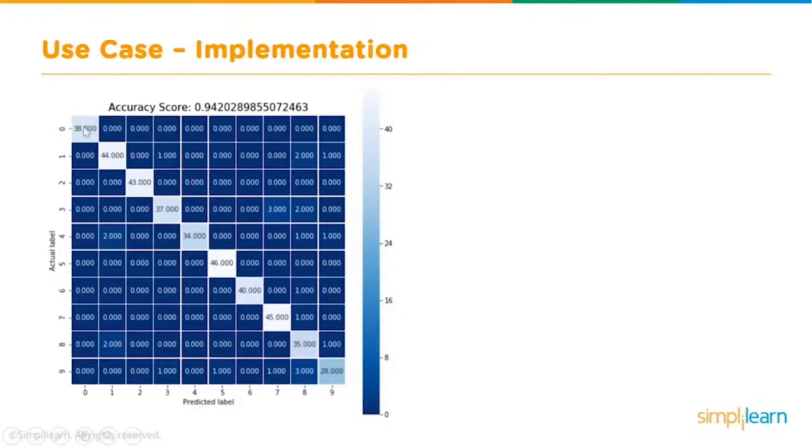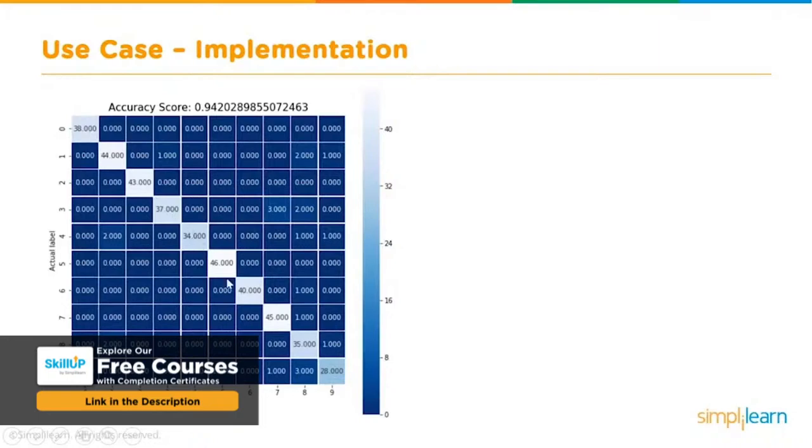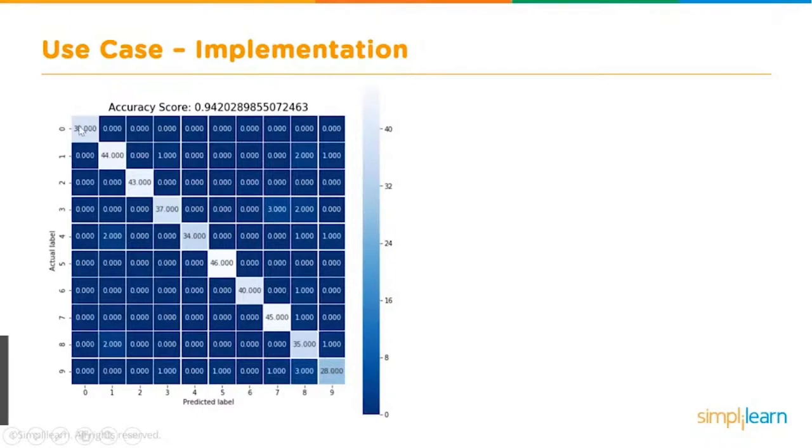So the most important part here is that the model will be most accurate when we have the maximum numbers in its diagonal. Like in this case, that's why it has almost 93-94%, because the diagonals should have the maximum numbers, and the cells other than the diagonals should have very few numbers. So here that's what is happening. There is a 2 here, there is a 1 here, but most of them are along the diagonal.